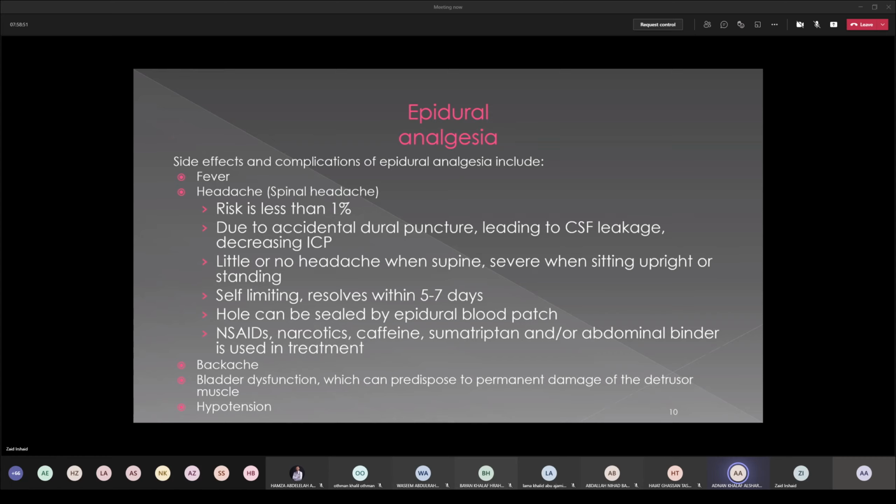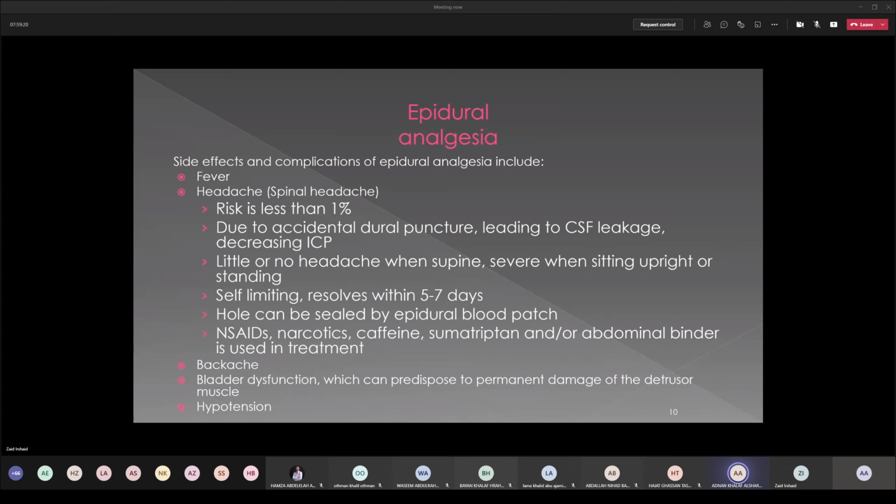هو عبارة عن self limiting, resolves within 5 to 7 days. ليش؟ لأنه هذا البنكتشر بالديورا بيحتاج إلى 7 days to be healed. The hole can be sealed by epidural blood patch. بالنسبة للتريتمنت لهم زي ما حكينا هو عبارة عن self limiting، فبالتالي بس بدنا نستخدم symptomatic relief عن طريق الأناسيدز، الناركوتكس، الكافيين، عن طريق التريبتانز or abdominal binder is used in treatment.